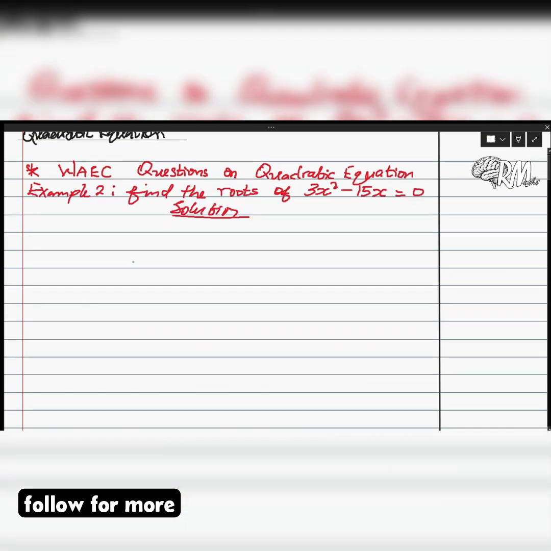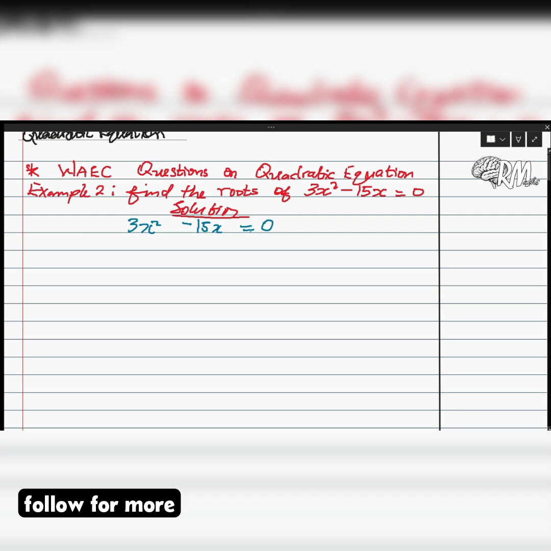So let's see this second example that WAEC usually sets. We said find the root of this question, 3x squared minus 15x equals 0. Now if you notice, this question does not have a c there, so this is just 3x squared minus 15x. There's supposed to be a number, but there's not any number, and it equals 0. So how do we solve this question?